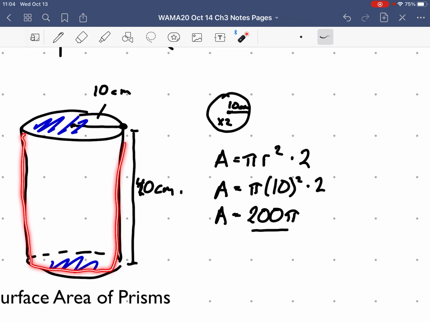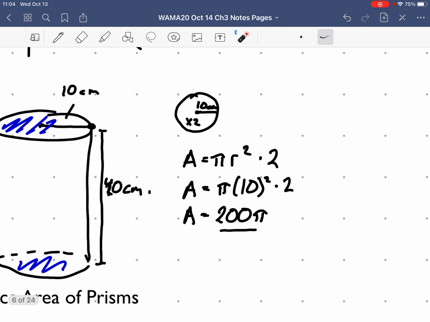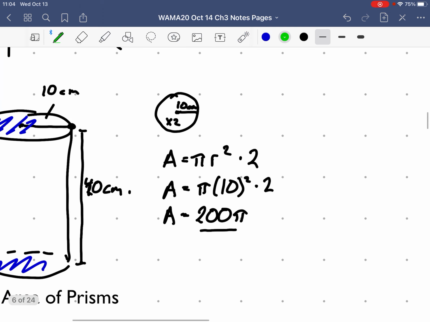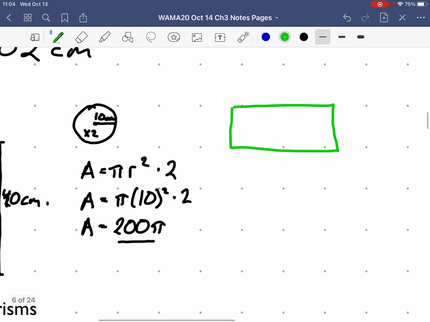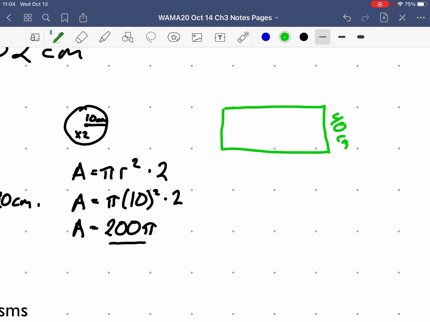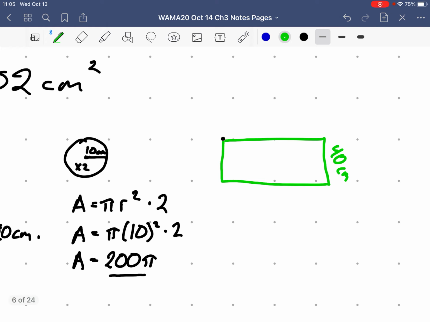Now, this part here, the edge, it unrolls into a rectangle. The edge unrolls into a rectangle. And that rectangle is 40 centimeters this way. It's 40 centimeters tall. But how long is this edge? Well, this edge wraps itself around this circle. So the length of this edge is the circumference of this circle.